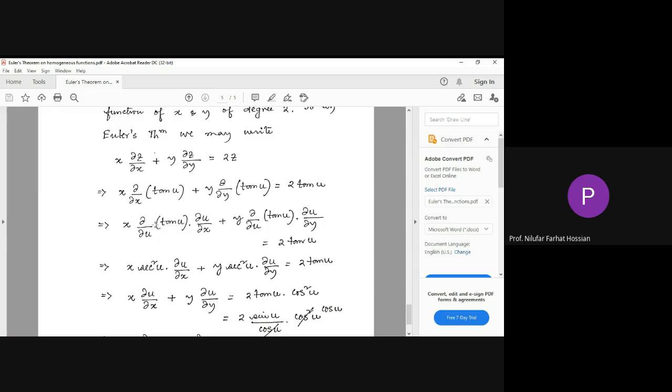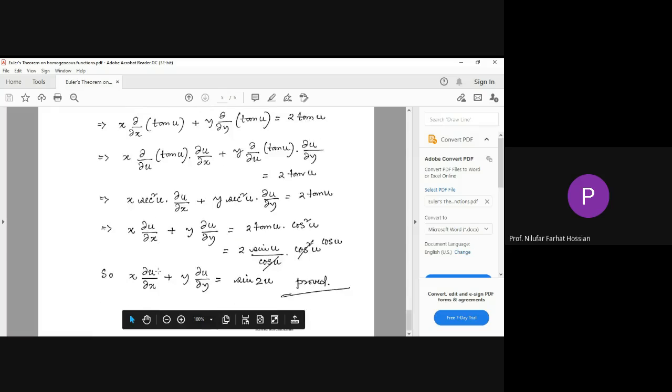Now, what is the derivative of tan u with respect to u? It is simply sec square u. You know what is the derivative of tan x? Tan x gives you sec square x. Right. So here, the derivative of tan u with respect to u will be sec square u. So you are getting here x into sec square u into del u by del x, plus here again y into sec square u into del u by del y.